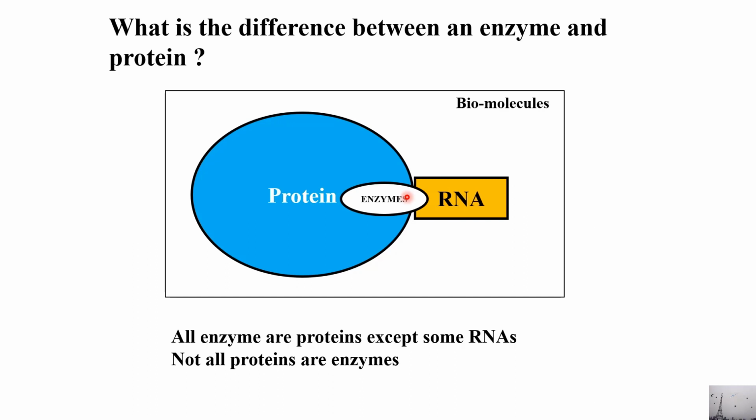So what is the difference between an enzyme and a protein? All enzymes are proteins except some RNAs, because some RNAs can also be enzymes, but not all proteins are enzymes.